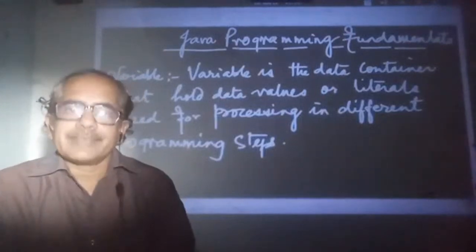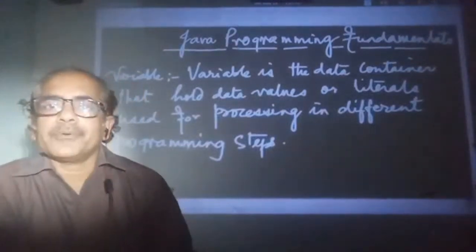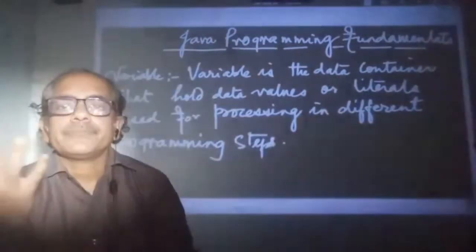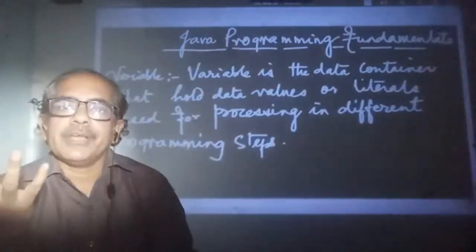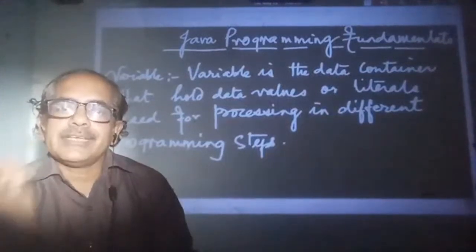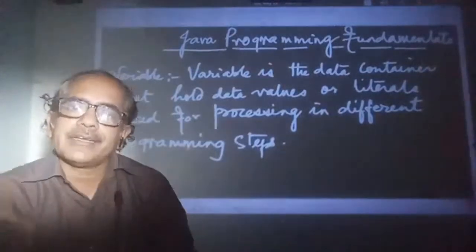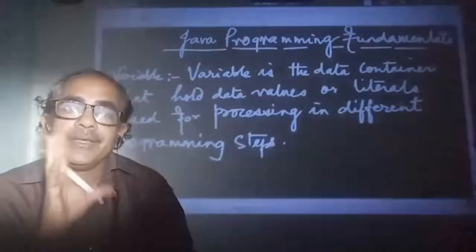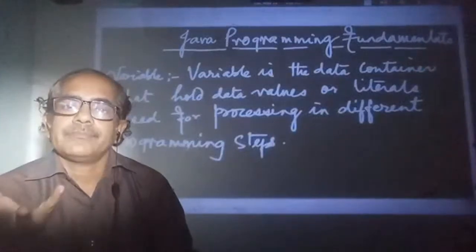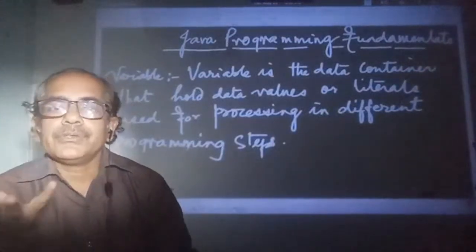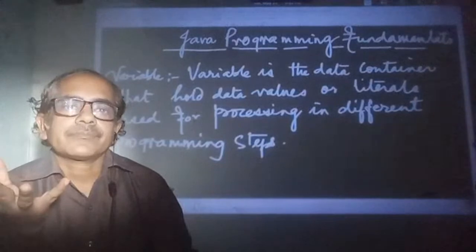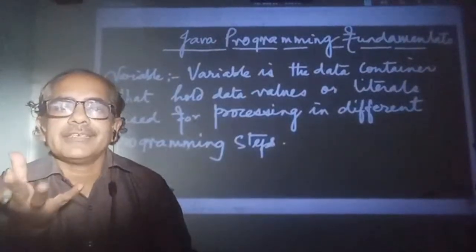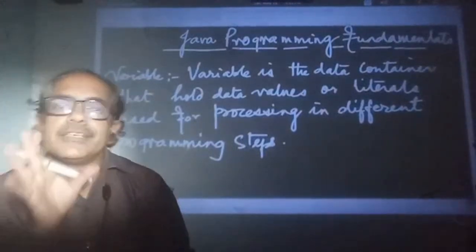Last day also I told you, why do you write a program? You write a program for doing data manipulation. So data can directly be written also, and they can be given in the program wrapped by some name. So this variable is working like a data container that holds the data given by the user.